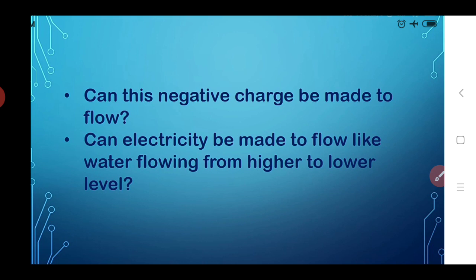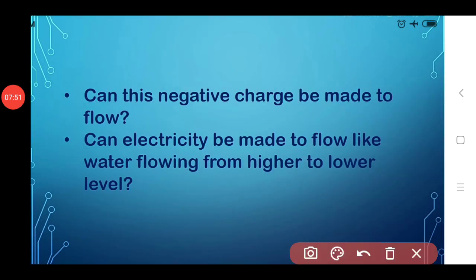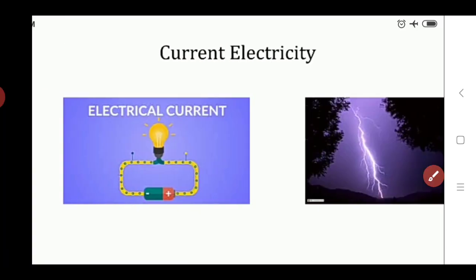Okay, so here we continue with our next point: how the electric current flows. If we see the next image, our next point, that is the current electricity, how the current of electricity flows and in which direction. So in the next point we see the current electricity.